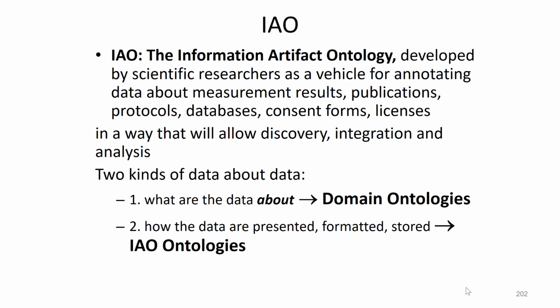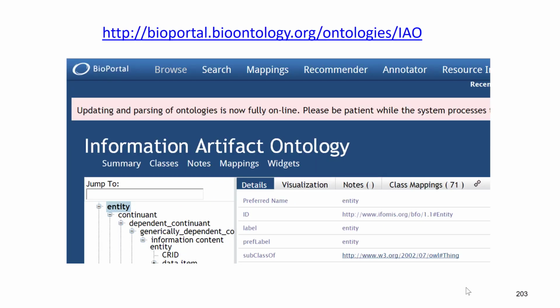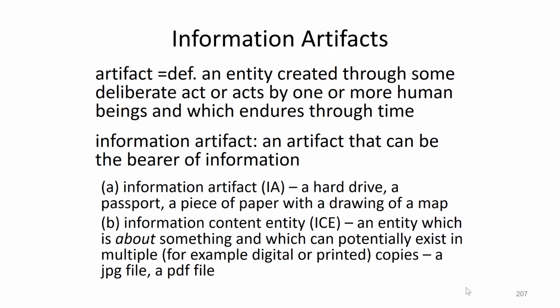So I don't think we need this. This is how the Information Artifact Ontology looks in BioPortal. I take it you're all familiar with BioPortal. So an information artifact is an artifact, which is an entity created deliberately, which endures through time. And an information artifact is an artifact that can be the bearer of information. And then there are two kinds: material information artifacts, such as hard drives or passports, and information content entities, which are generically dependent continuants.